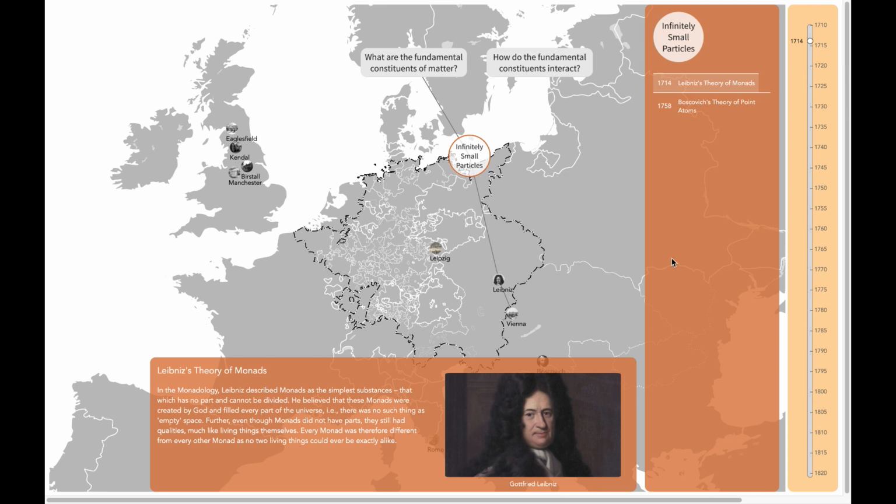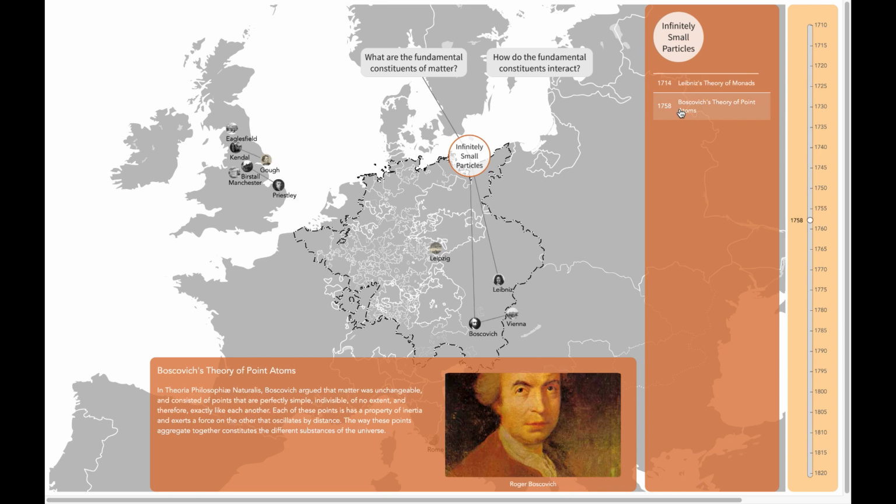At this point, I would like to draw attention to a key feature of this visualization. When I clicked on Leibniz's hypothesis, which was published in 1714, the map was transported back to that time. The slider here shows 1714. The other school of thought has disappeared as those scientists were not even born back then. If I click back on Boscovich, the map and slider move to 1763, the date he published his theory.